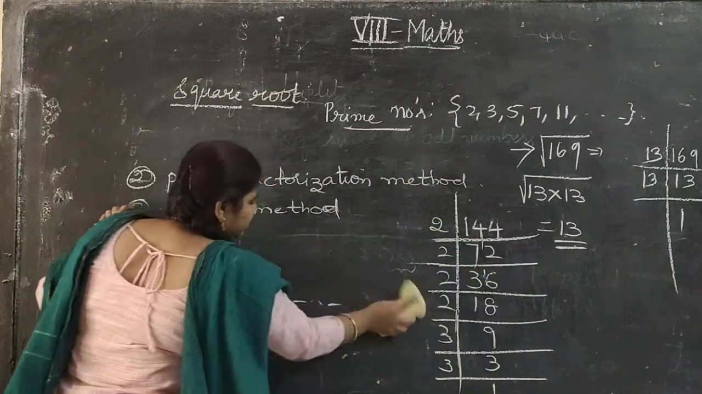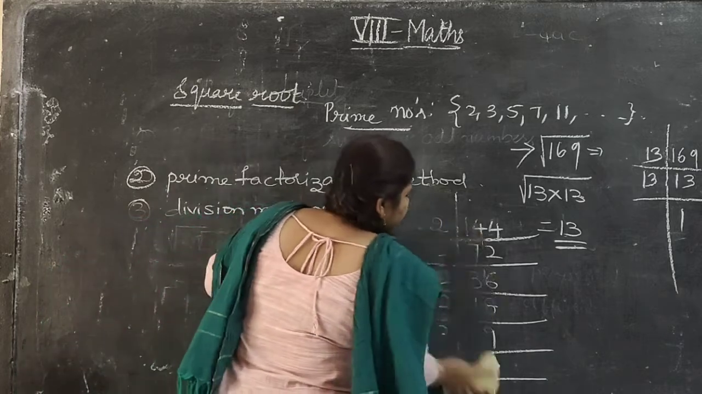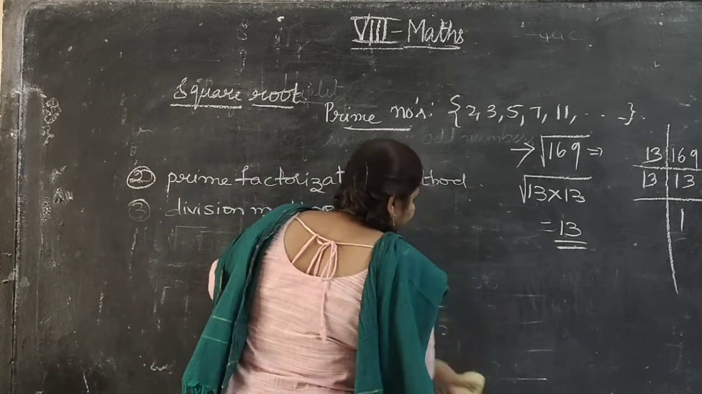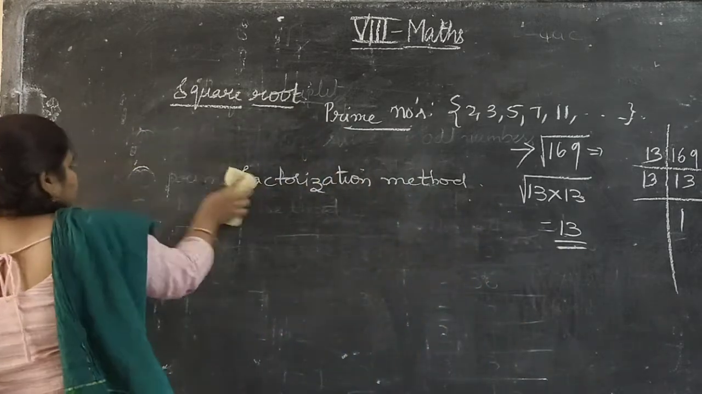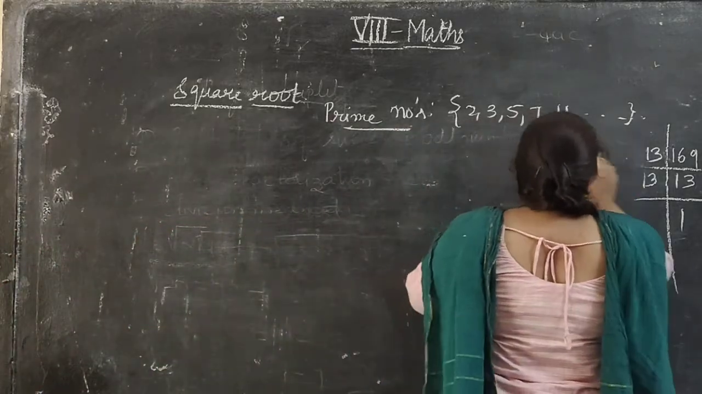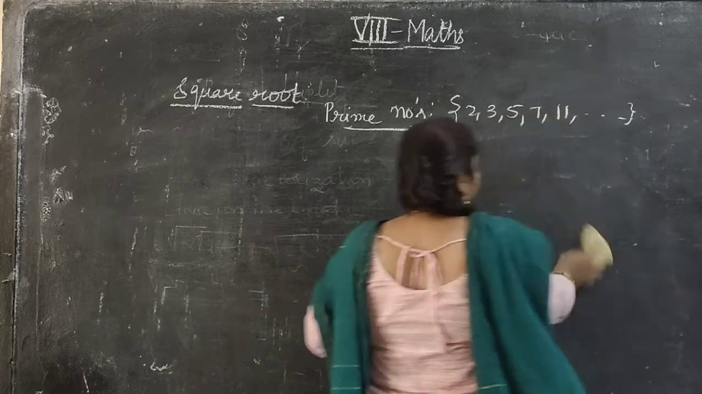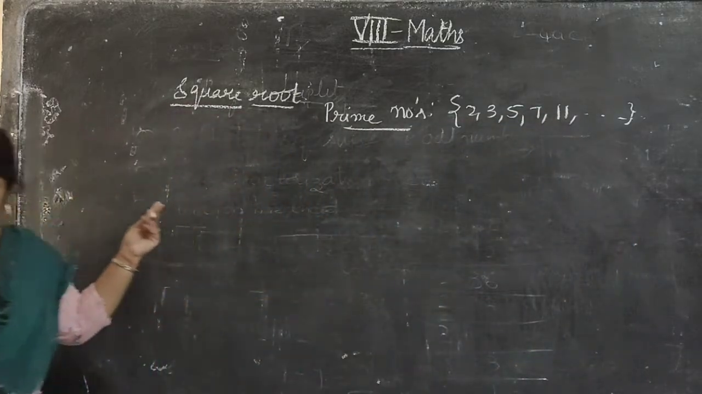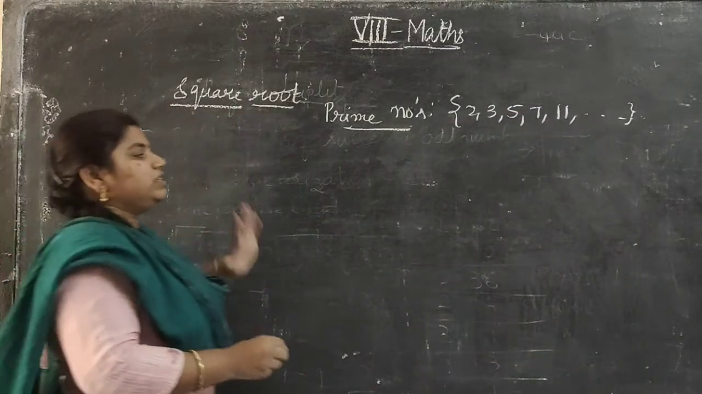So next is the division method. How to do this division method? By using the square numbers. Already we know the square numbers are perfect square numbers. So by using the perfect square numbers, we will find square roots by using the division method.